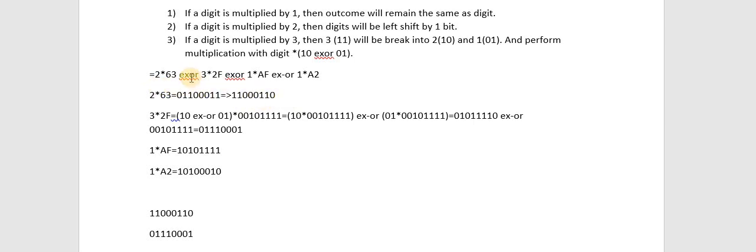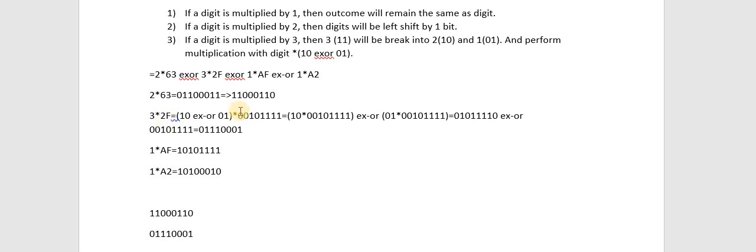Now jump to the second, that is 3 into 2f. Here the third case will be applicable, that 3 will be broken into 2 parts, the first one is 1 and the second one is 2. So this one is 1 0 XOR 0 1 multiplied by the digits.